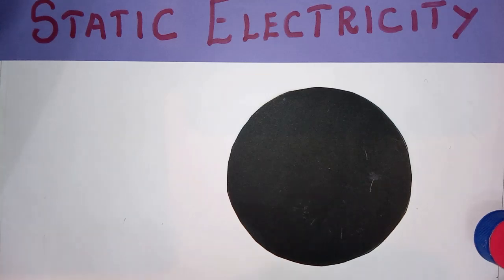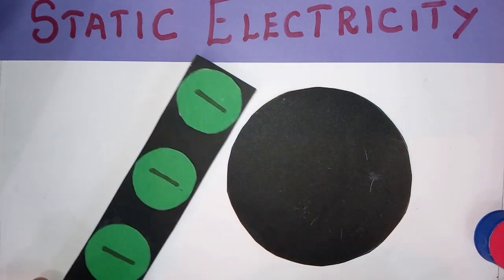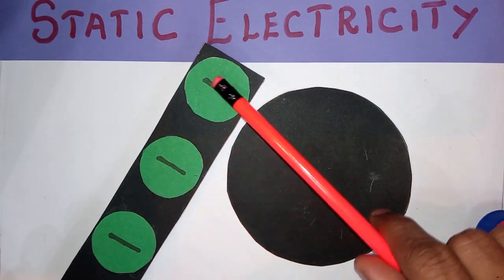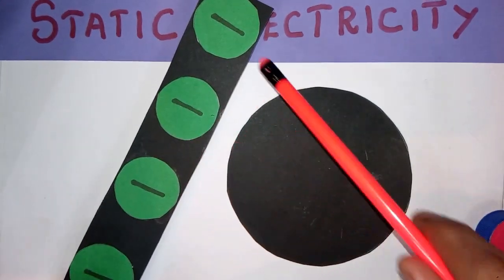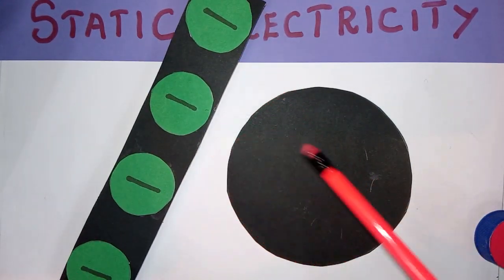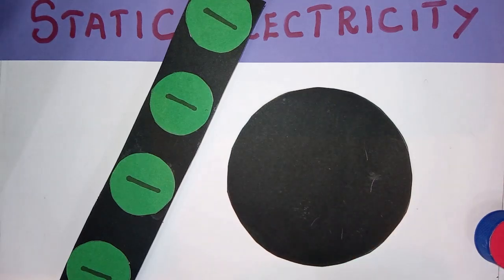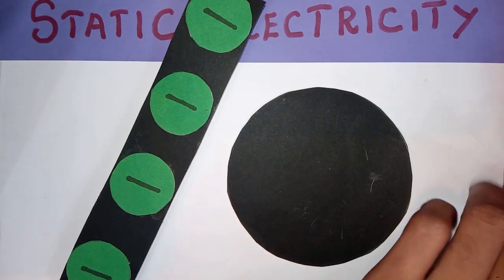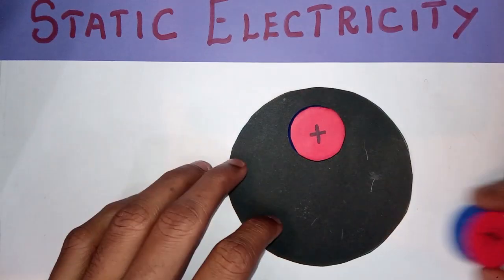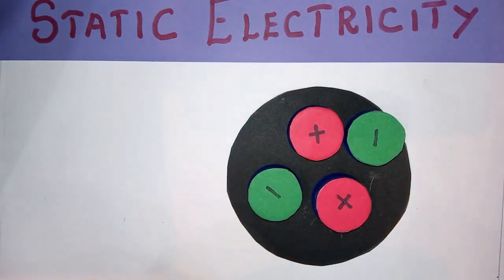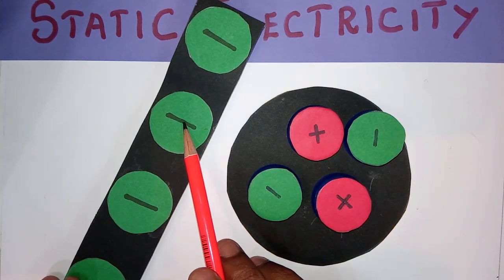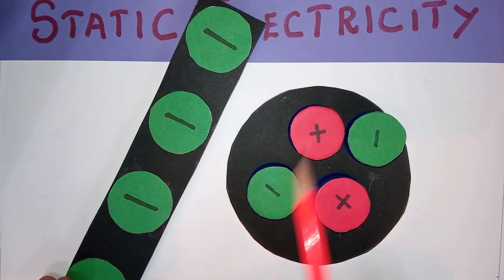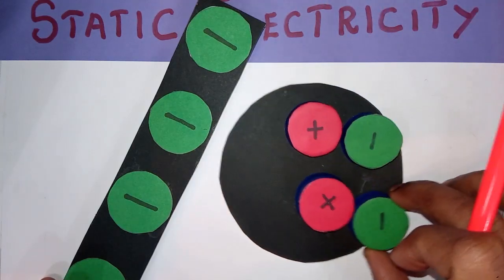Induction means without touching. So here I have taken a negatively charged object, or a negatively charged rod, something like that, and we are placing it near this neutral object without touching it. So what happens? Before placing the rod, it is like this. When we place the rod, what happens? Here is negative. Negative and negative repel each other, and the electrons go to this side.